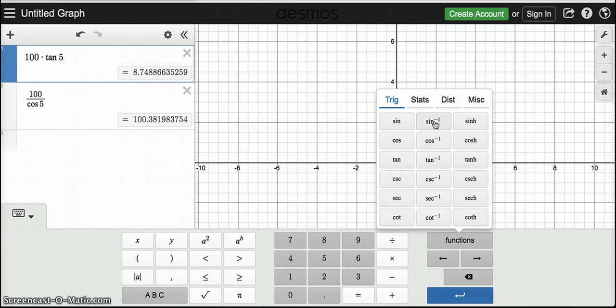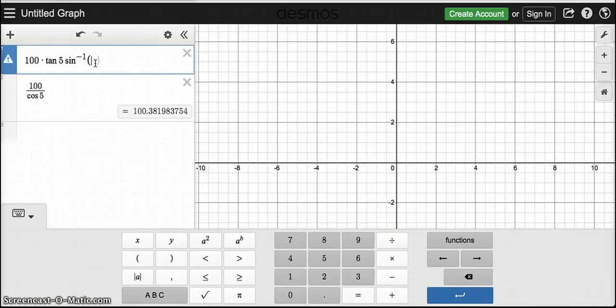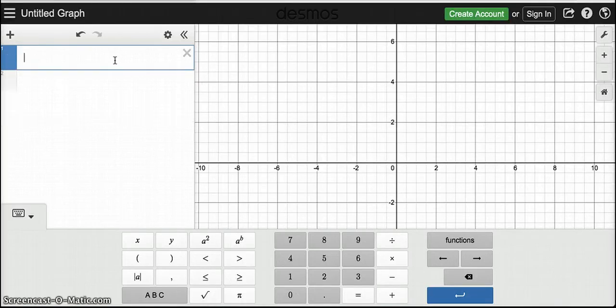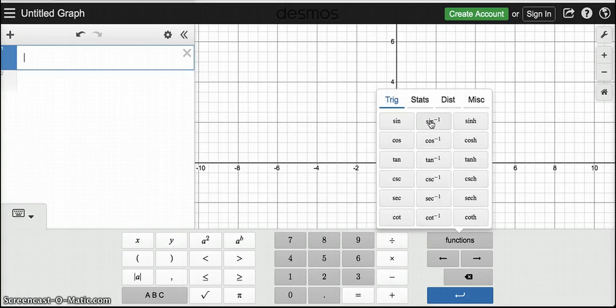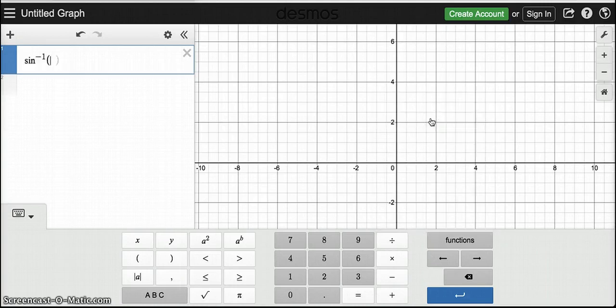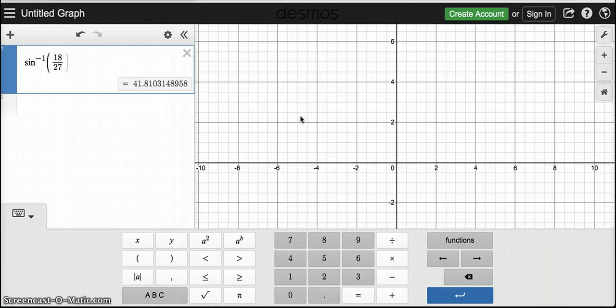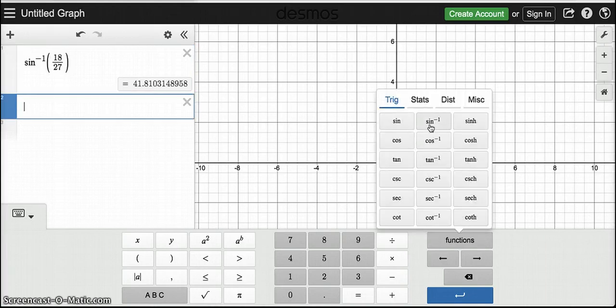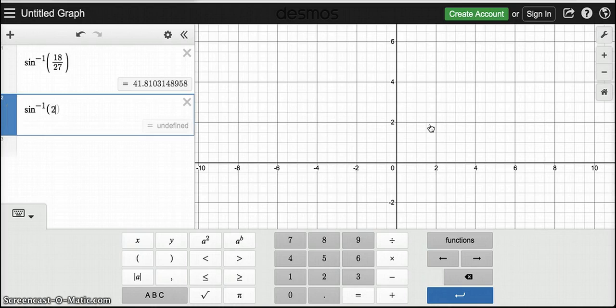So remember, I need the sine inverse. Oh, let me get this off because I don't need it there. I need the sine inverse. So what I'm going to do is go straight to that function key and click on sine inverse. And now all I have to do is write that ratio in. Remember, we had, what was it, 18 over 27? I did that on purpose because I know we changed it to a different thing. I just want some of my naysayers to say, yes, it's okay. Notice it's the same thing.